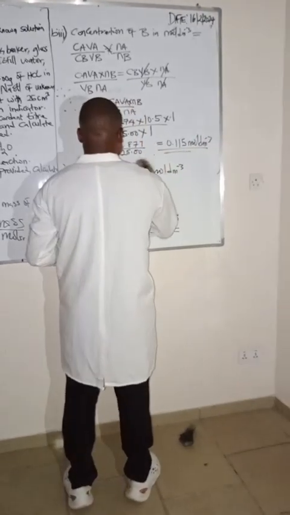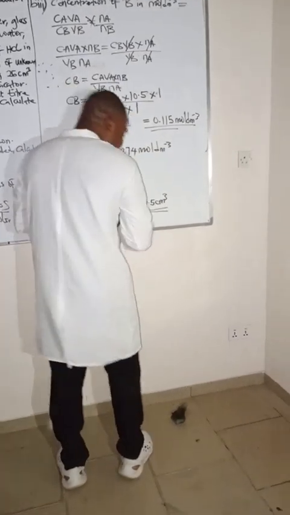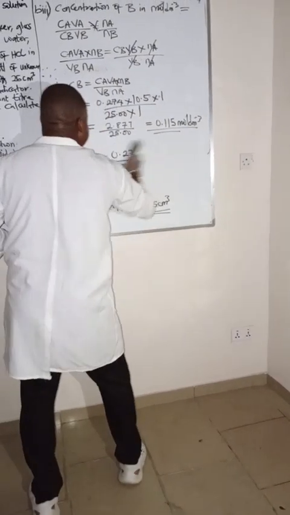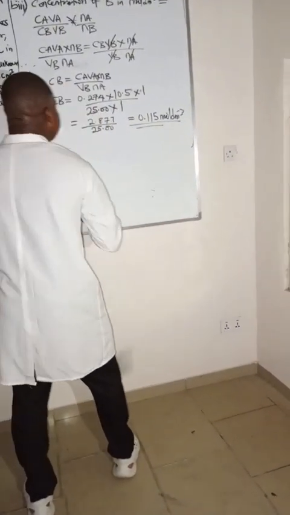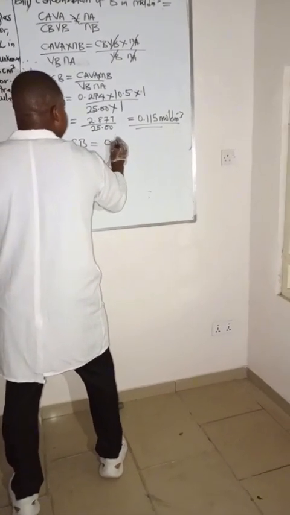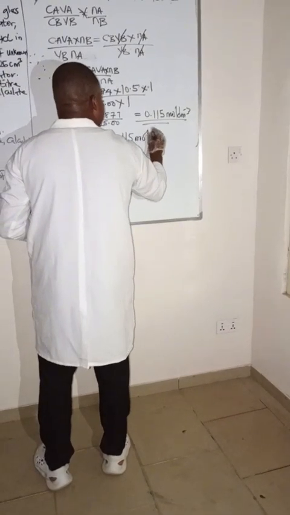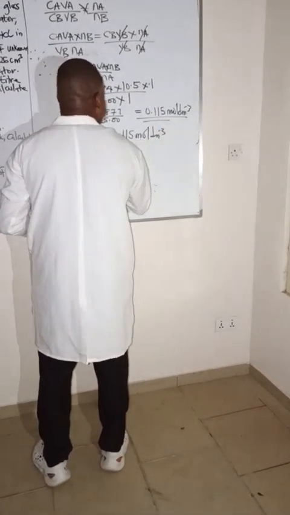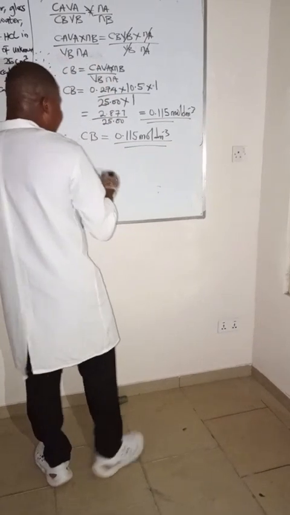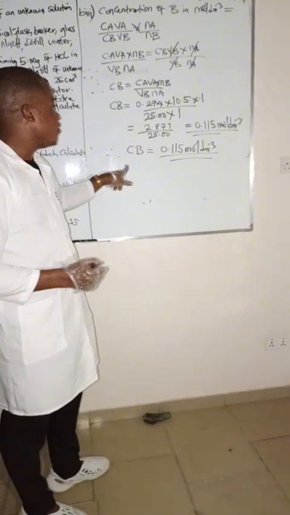So this is our CB. Are you there? Yes. Are you following? Yes, sir. So therefore CB is equal to 0.115 mole per dm cube. This is our concentration of what? Of the base.